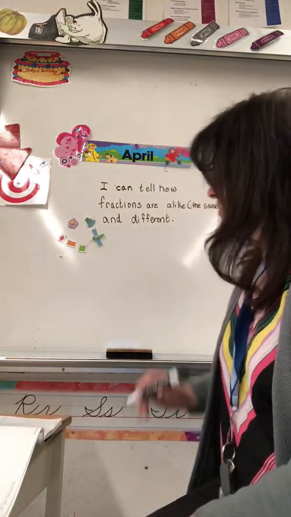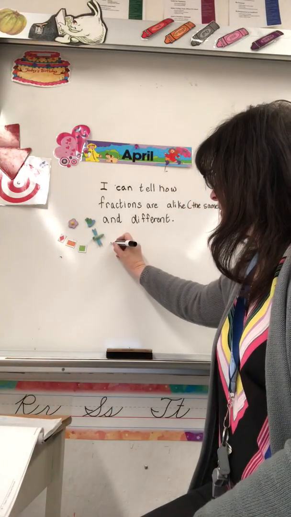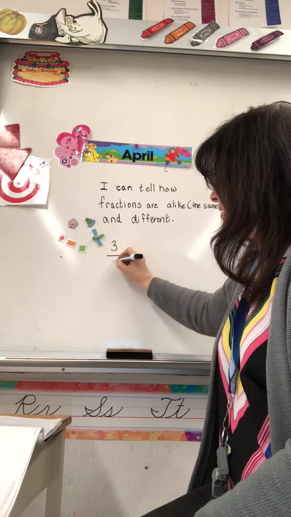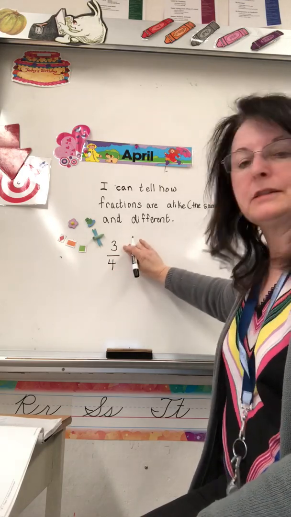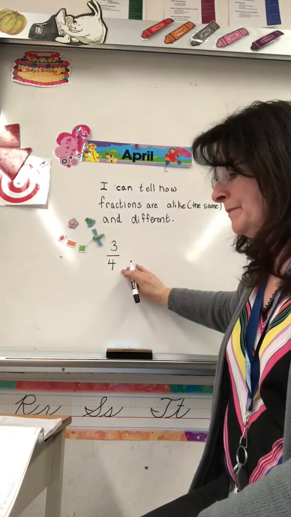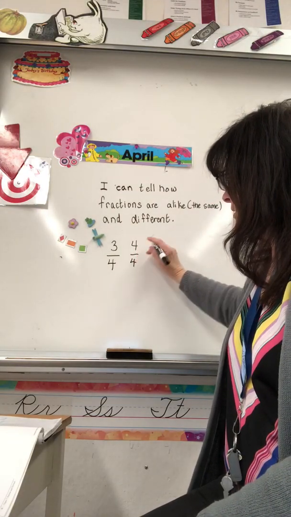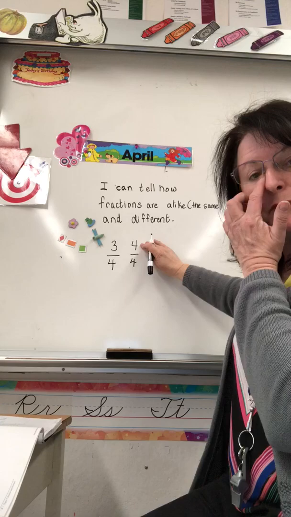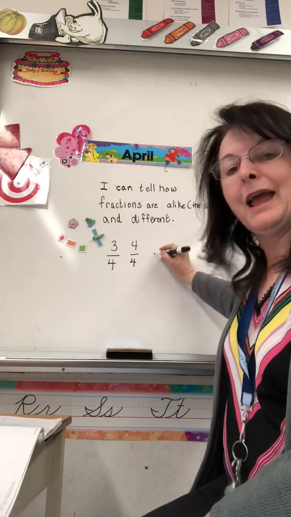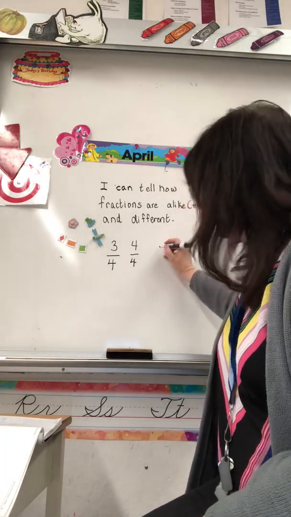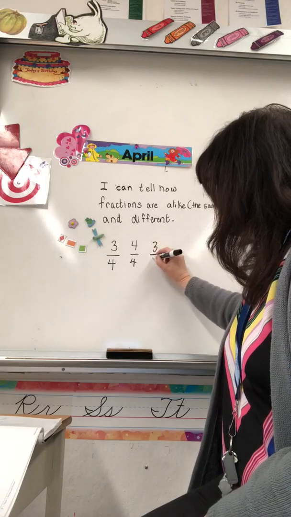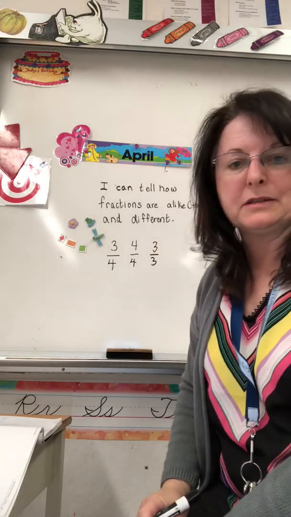And I want to show you a couple of different fractions up here. So if I put 3 over 4, my numerator is 3, my denominator is 4. If I put 4 out of 4, my numerator is 4, my denominator is 4. And if I put 3 out of 3, of course, numerator is 3 and denominator is 3 as well.